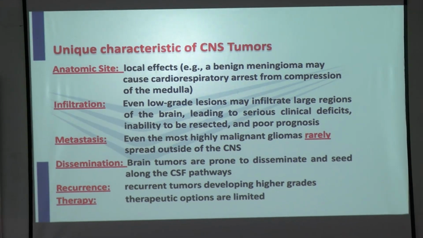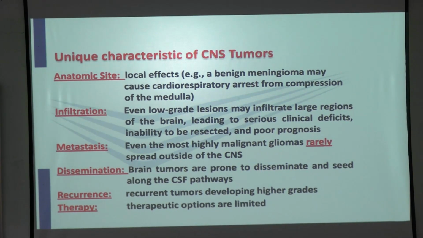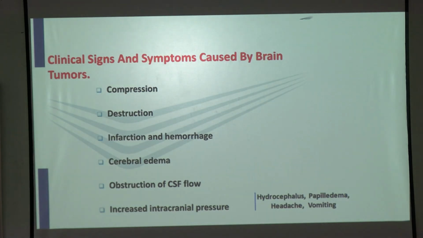So, the CNS tumors are space occupying lesions producing obstruction of the vital structures, and clinically they present with this. They produce compression, destruction of the vital structures, hemorrhage, necrosis, edema, obstruction of the CSF and increased intracranial pressure. They produce papilledema, headache, vomiting and hydrocephalus, due to the effect of this tumor.